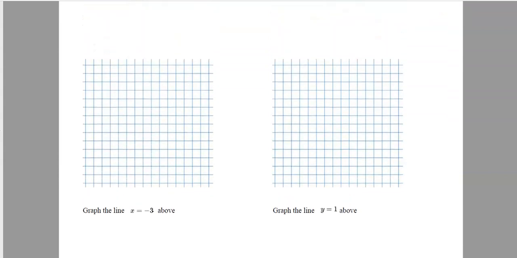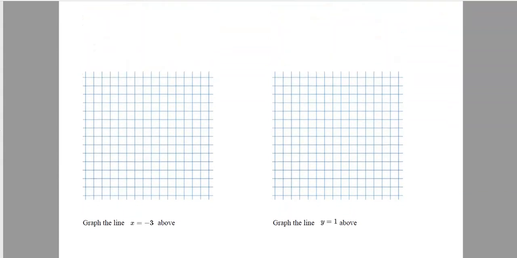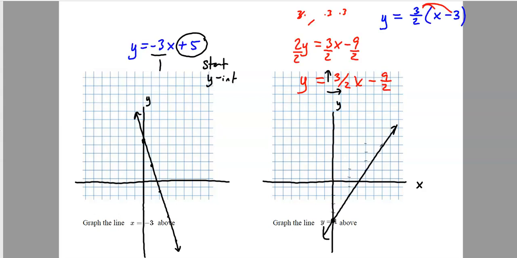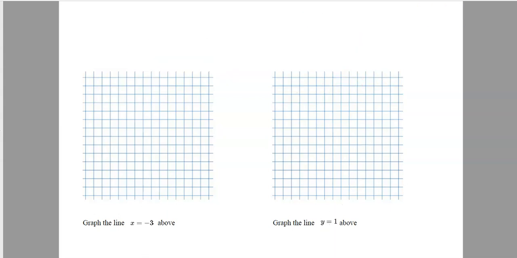All right, also before I finish here, it says graph the line x equals negative 3 above, and then the other one says graph the line y equals 1 above. So you can just add it to your grid. I'm going to go ahead and erase what I had just so it doesn't mess with us at all. But remember, whenever it's x equals a number, this is a vertical line.